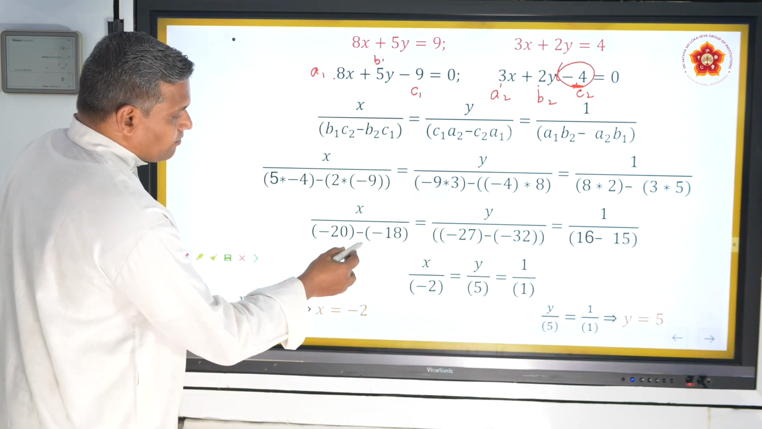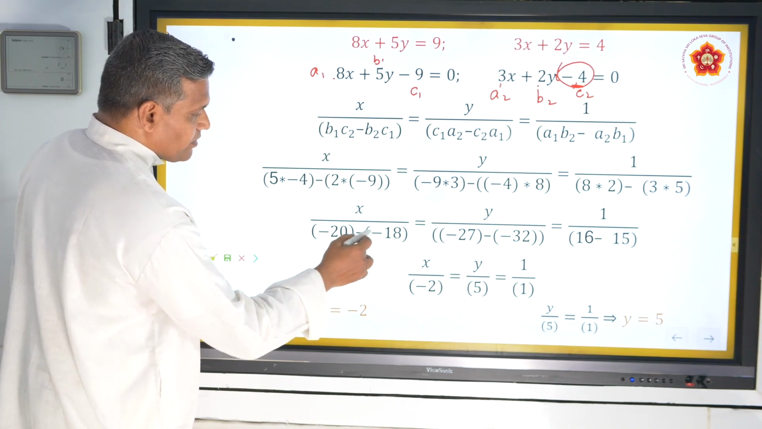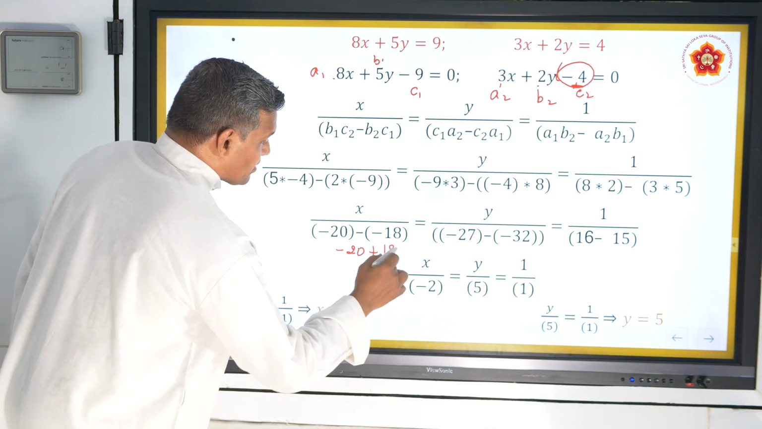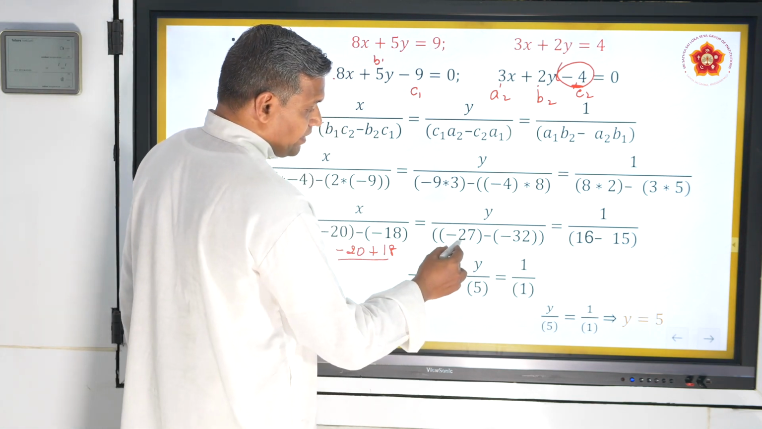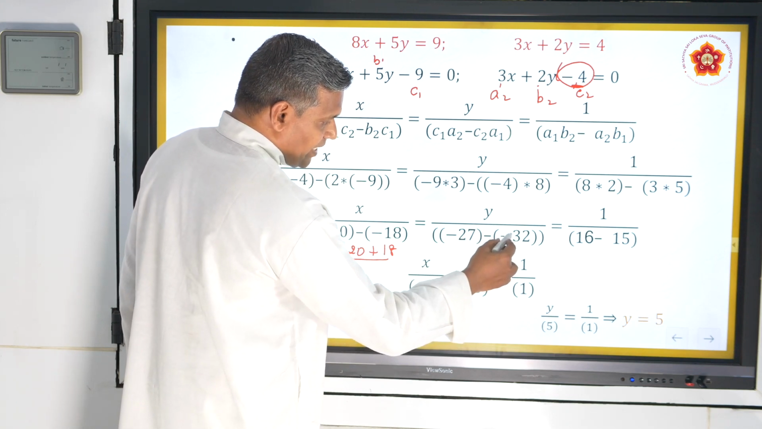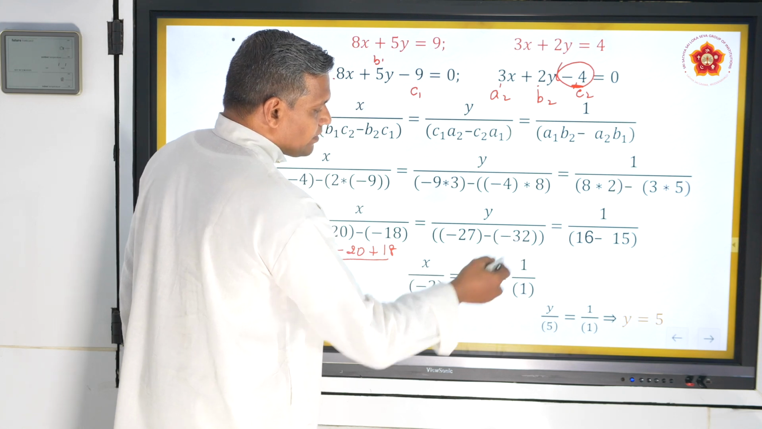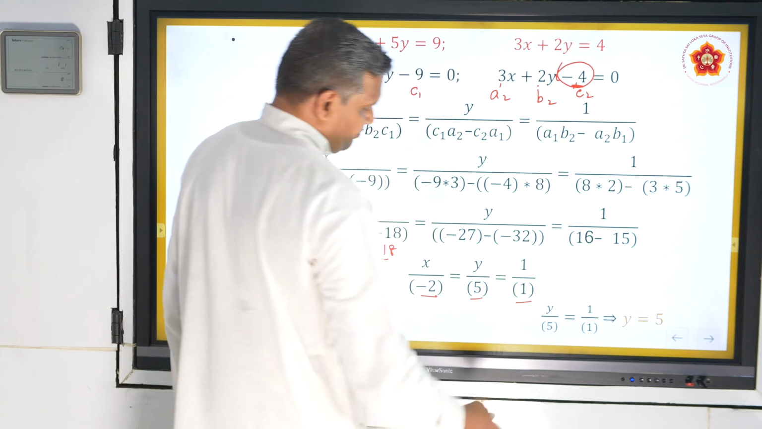So now what do you have? You have got minus 20 and plus 18. Minus 20 here and plus 18. What is the answer? Of course it's minus 2. And here you have minus 27 and minus of minus, plus 32. So 27 is minus and 32 is positive. What is the answer? Of course it's 5. Now 16 minus 15 is 1.